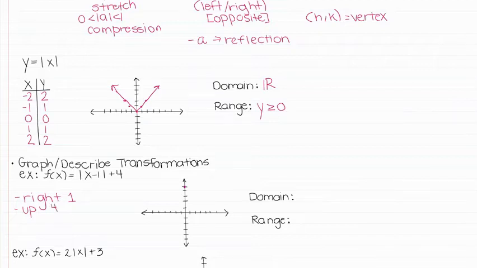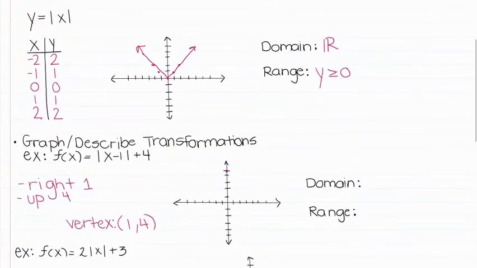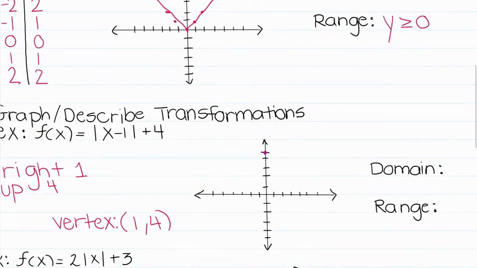And then lastly, we can identify the vertex, which is (h, k). So since it's negative 1 in the absolute value, I know it's 1, and then the k stays the same. So instead of plugging in points, which we could do, and we could always do, there's actually a much easier way of doing this. So how I do it is I start with the vertex. So the vertex is at (1, 4). So I go to the right 1 and up 4.